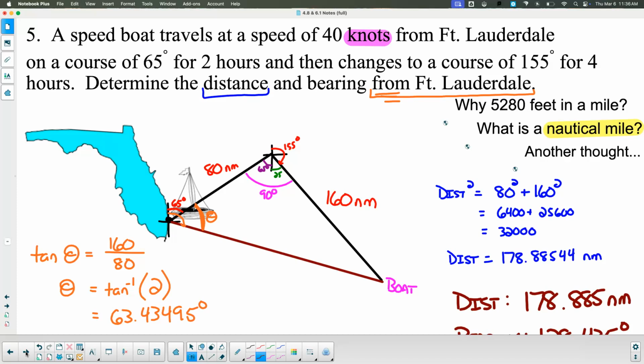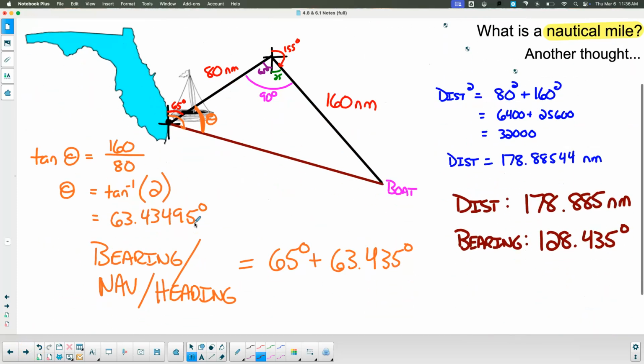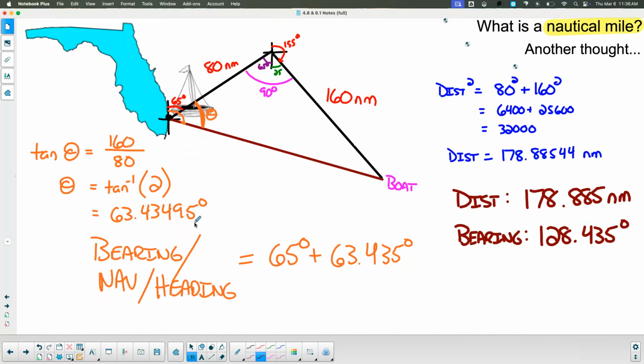Good questions all around. So when you use tangent on that right triangle, you get that other 90 degree. Would that cause a trig angle? So this angle in here is a math angle, a trig angle.